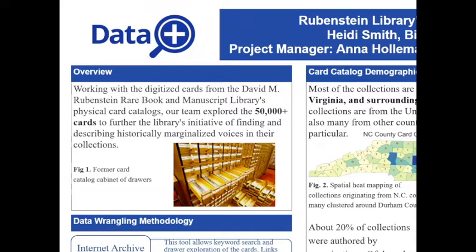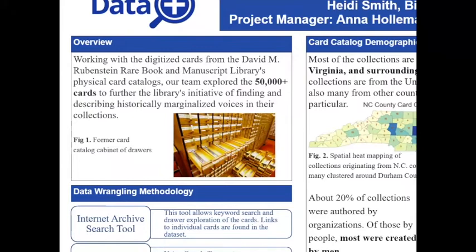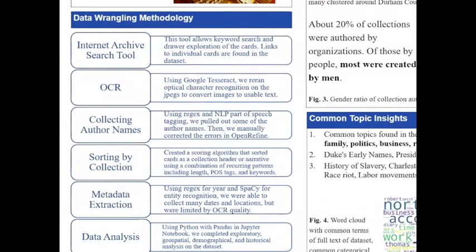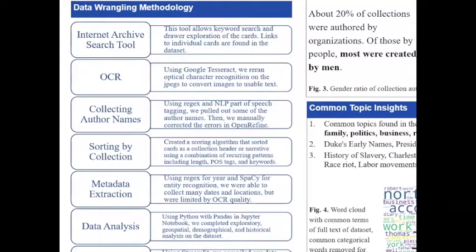in their collections. Here we can see a picture of what the card catalog used to look like. For a brief summary of our data wrangling methodology, our first task was to create a search tool for the librarians to search through the text of the cards. So we uploaded the drawers of cards to the Internet Archive. This allows users to do keyword and metadata search and also flip through the cards like a flipbook.